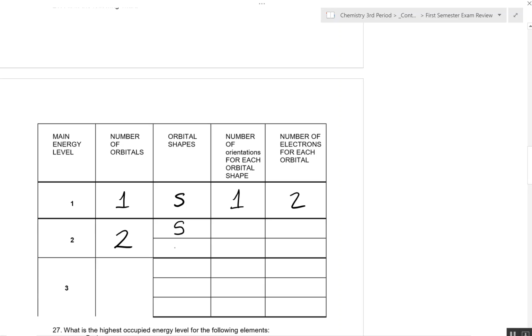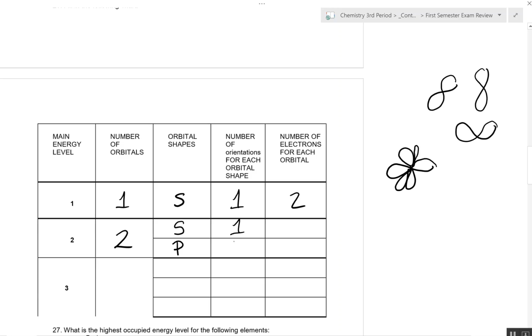An S and, what's the next orbital? P. Number of orientations is 1. The p orbital looks like this. And then it has a third one that comes out like this. So you've got a z-axis, an x-axis, and a y-axis. So you've got 3 shapes. And each shape can hold how many electrons? So there's 2 here, so in the P a total of 6.